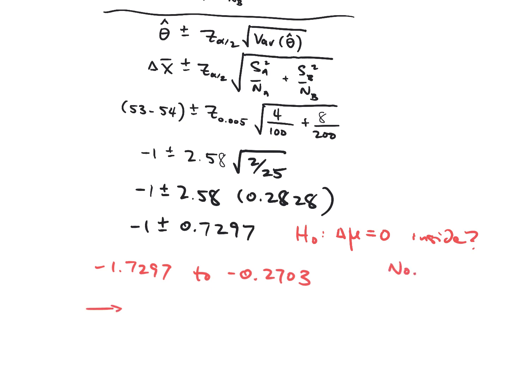Okay, so we reject the null hypothesis that the difference in means could equal 0. In other words, based on statistics, it looks like these two samples came from populations that had different means. It looks like Group A actually has a different average than Group B. All right, do you follow?